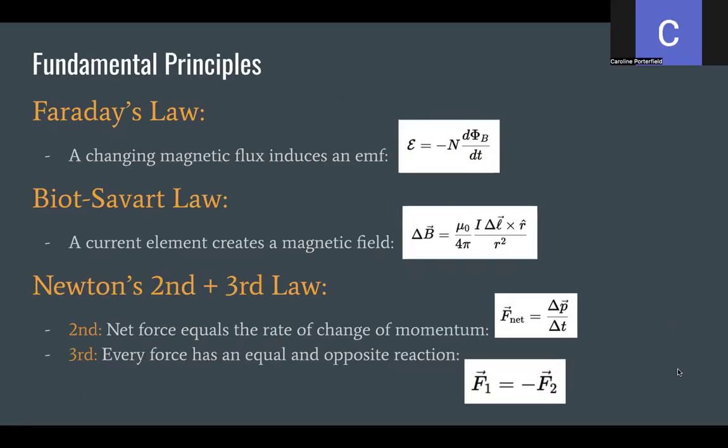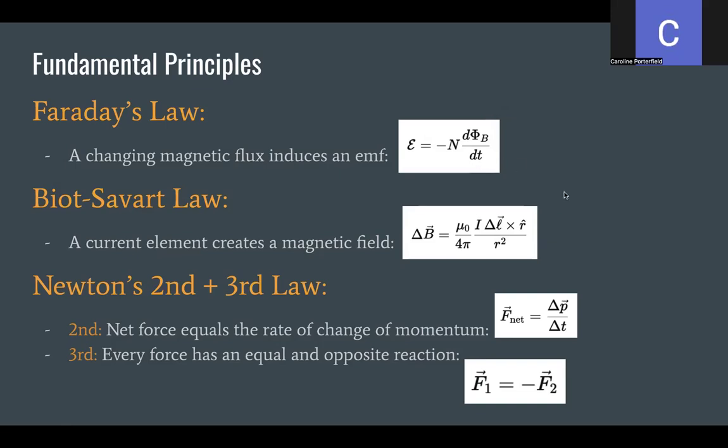The fundamental physics principles for this lab are Faraday's law, Biot-Savart law, and Newton's second and third law. For Faraday's law, when the magnetic field passing through a loop changes, it creates a voltage in that loop. The faster the magnetic flux changes, the larger the induced voltage. This induced voltage always acts in a direction that tries to oppose the change that caused it. E is the induced voltage, N is the number of turns, Φ is the magnetic flux, and t is time, so dt is the change in time.